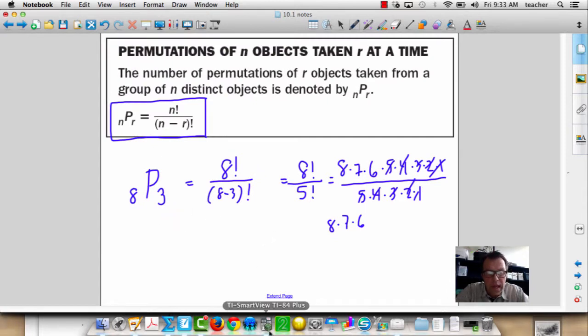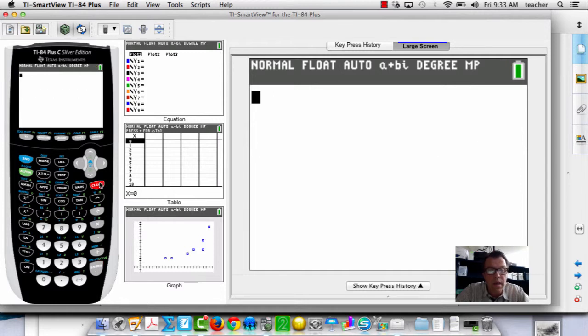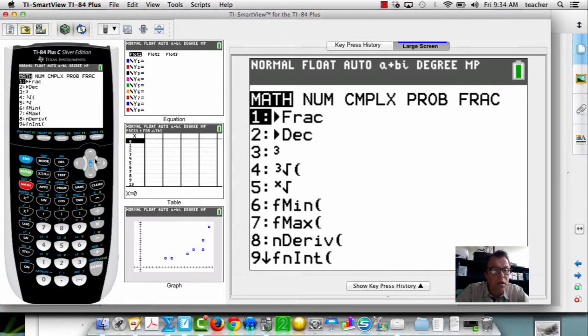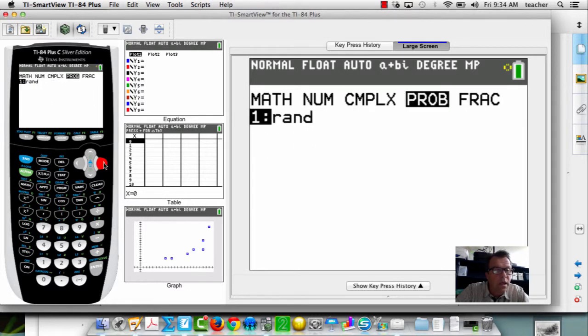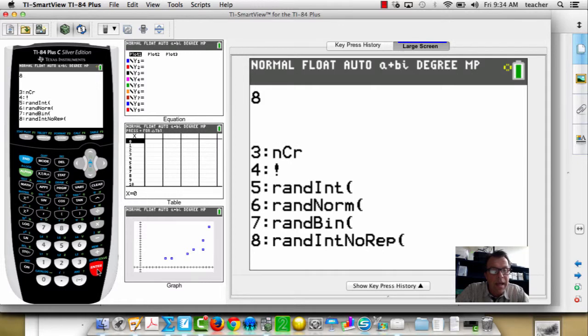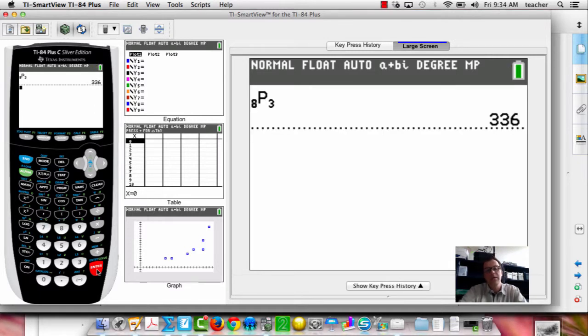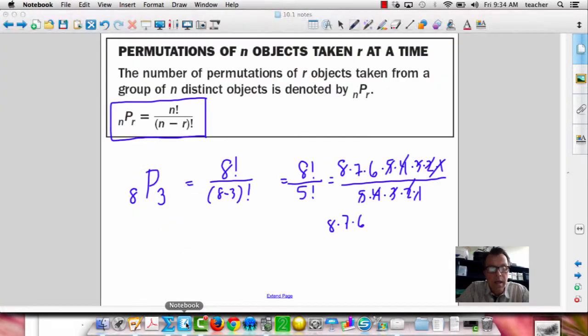So let me show you on the calculator how you can do this. So here we go, let's clear this up. We would type 8, then we'd go back to the math button, over to probability, and notice there's the nPr button, enter, and then I'd have to put a 3, enter, and you should get the same answer, 336. So nice, calculator is a nice tool here.